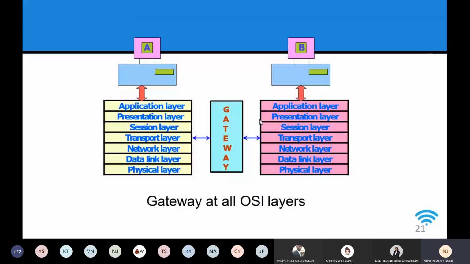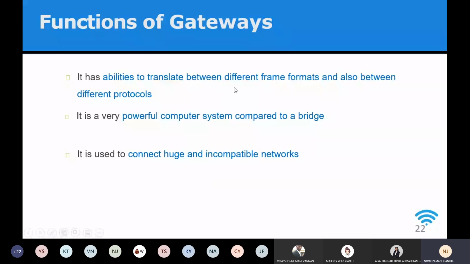So the gateway, you can see from this figure, is shown at all OSI layers, from physical to application. It helps us connect different types of network protocols. What are the main functions we already discussed? It has the ability to translate between different frame formats and between different protocols. So this is more powerful.